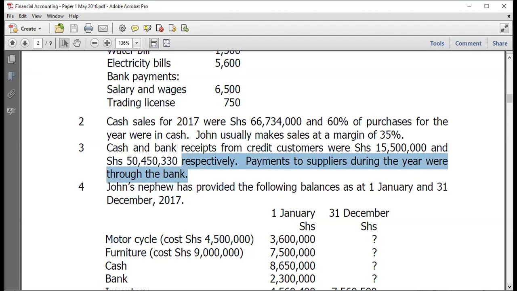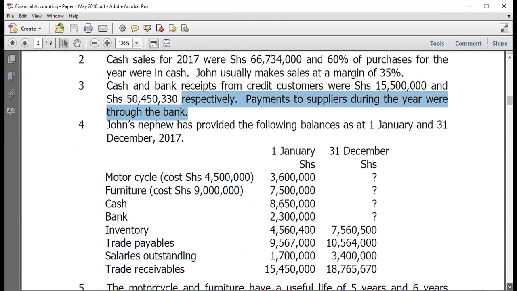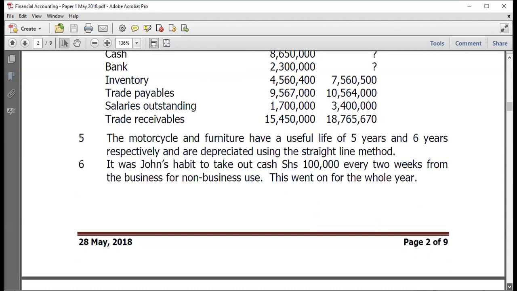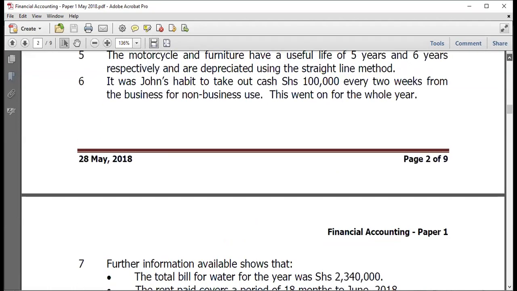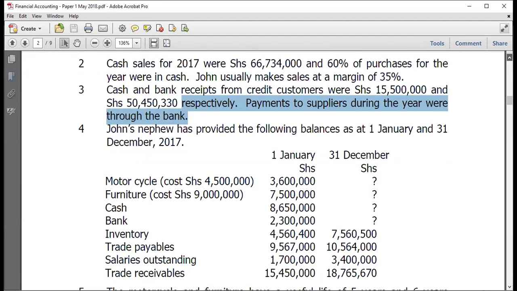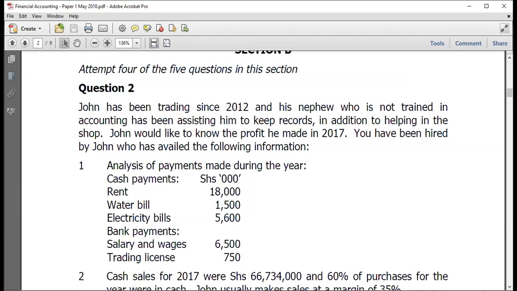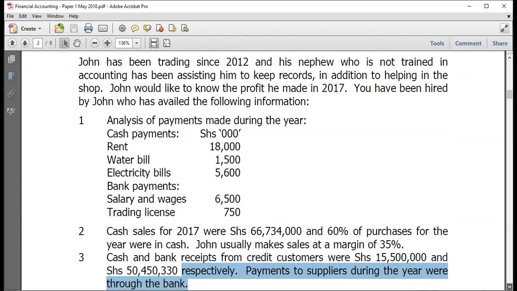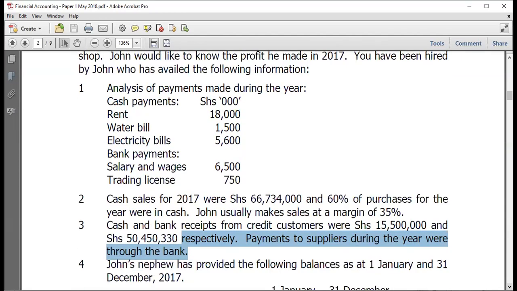Now yours is to look through and see, do I have payments to suppliers? It is not anywhere, okay? The payment to suppliers is not anywhere. Even when it came here, they only gave us salary and wages and trading license. So what we have to do also is to go and look for the payments to suppliers. So how are we going to get the payments to suppliers?